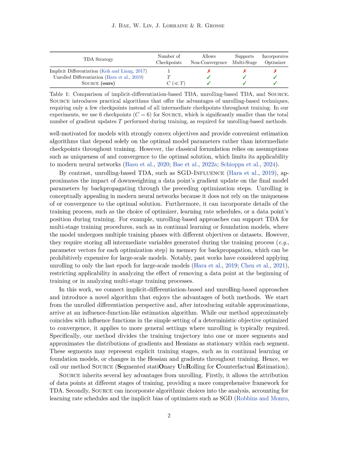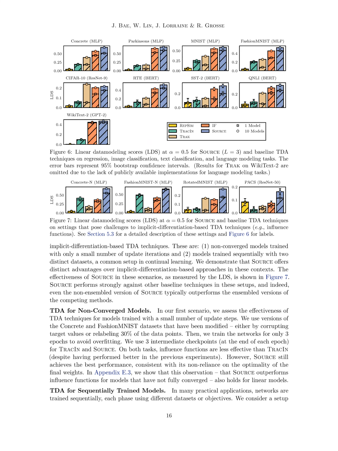The new method, SOURCE, Segmented Stationary Unrolling for Counterfactual Estimation, aims to solve the problem of accurately attributing the influence of individual training data points on the behavior of a trained model, particularly in scenarios where traditional implicit differentiation-based methods struggle. SOURCE addresses challenges such as models that have not fully converged or have been trained in multiple stages with different datasets.